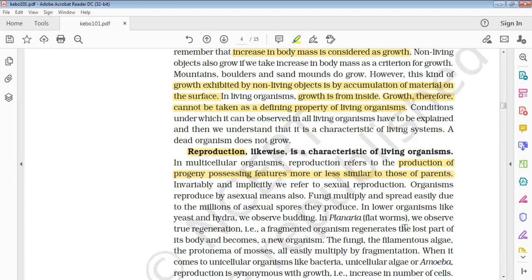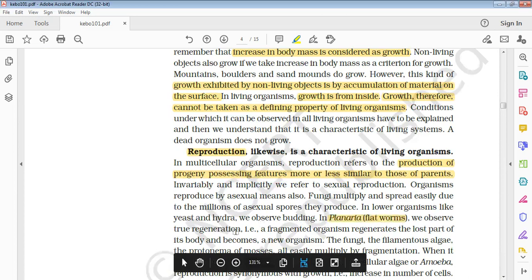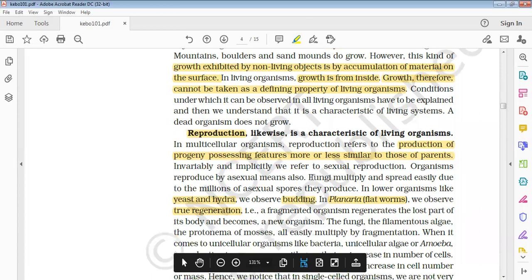So what about planaria? In planaria, or flatworms, we observe true regeneration. What do we mean by true regeneration? When the planaria is cut, a fragment of that organism will regenerate the lost part of the body and become a new organism. So true regeneration is found in planaria, which are flatworms. In the case of yeast and hydra, we have the asexual mode of reproduction known as budding. Then fungi produce asexual spores.